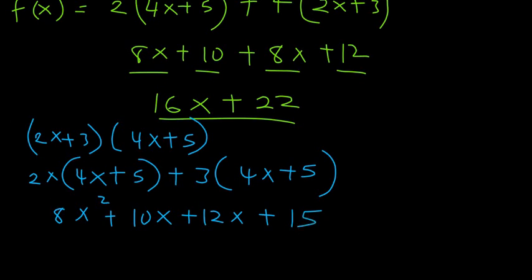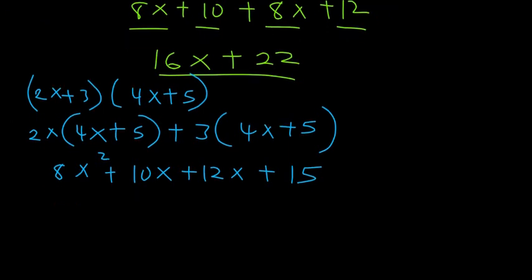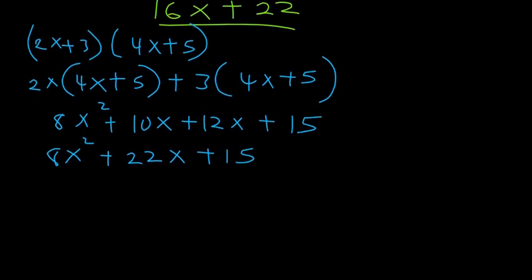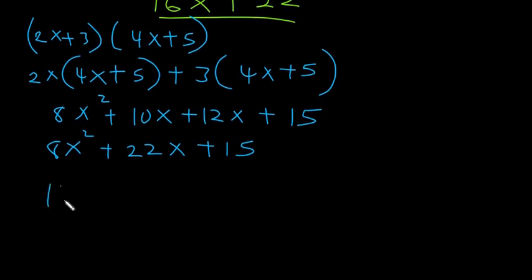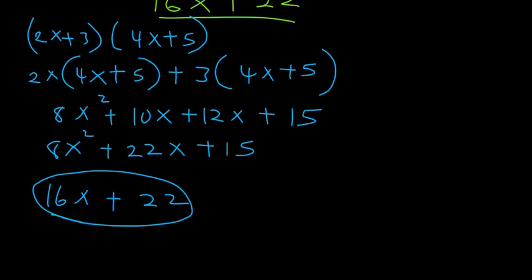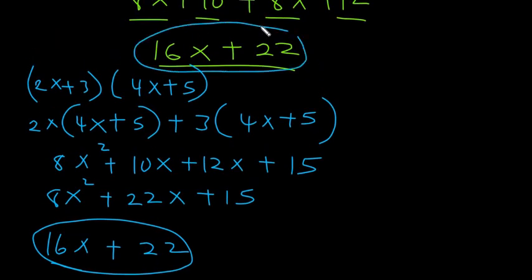So we can put like terms together. So it's going to be 8x squared plus 22x plus 15. Now we can use the power rule to find the derivative of this function. So it's going to be 8 times 2 is 16, and then x, plus the derivative of 22x is going to be 22, and then the derivative of 15 is going to be 0. So you see, we have a similar answer. So you see the product rule has worked for that case.